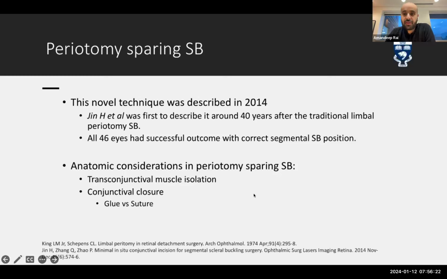Well, thank you, Mohammed. I think the floor is yours again. When you go back into the literature, the first time this technique was described was in 2014, around 40 years after the limbal peritomy was described in the 1970s. In their report, they did it for 46 eyes and had successful segmental scleral buckle positioning. The same procedural considerations apply: transconjunctival muscle isolation and wound closure with glue or suture.